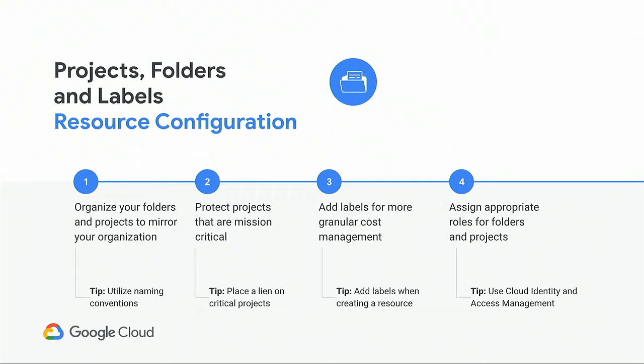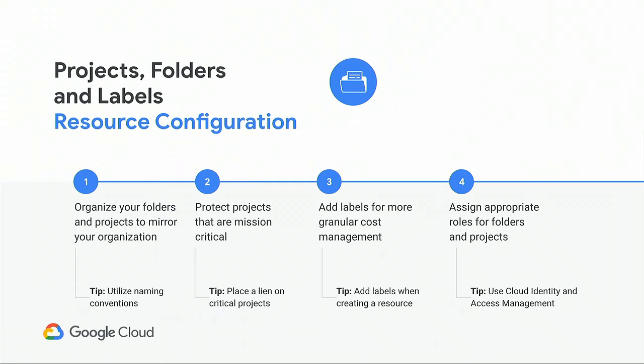Step 2, protect projects that are mission critical. We appreciate that all of you have placed a lot of trust onto GCP to run your mission critical projects. In order to respect that, we've created a functionality called placing a lien on a project. When you place a lien on a project, it prevents it from accidental deletion. This can be done through an API call, or it can even be done through a command line tool.